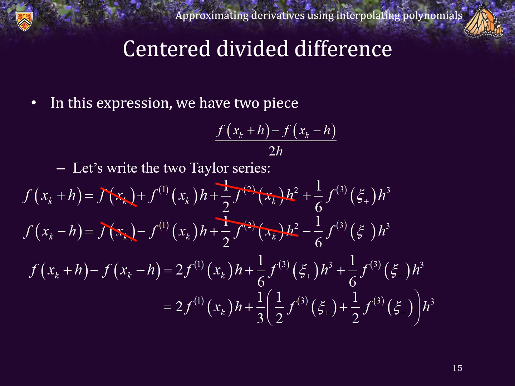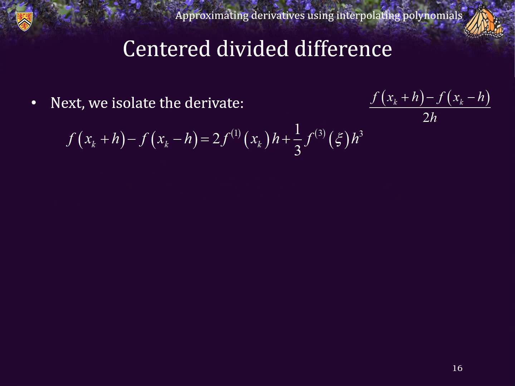And one of the tools says, oh, wait a second, that is the intermediate value theorem. All right, so we can use the intermediate value theorem to replace everything inside the parentheses with the third derivative evaluated at some point xi. And in this case, that xi must lie between x sub k minus h and x sub k plus h. All right, so now we have this expression here.